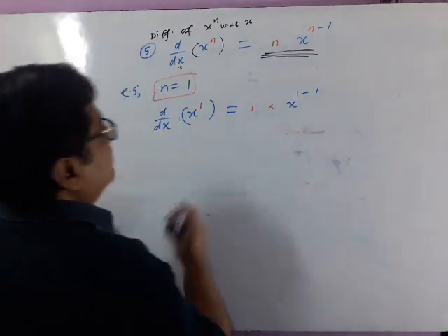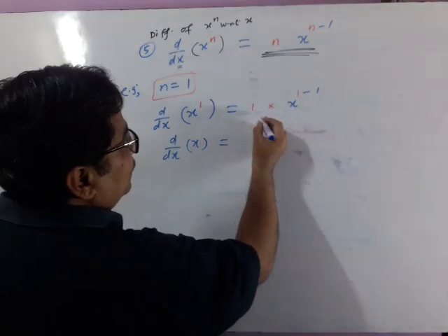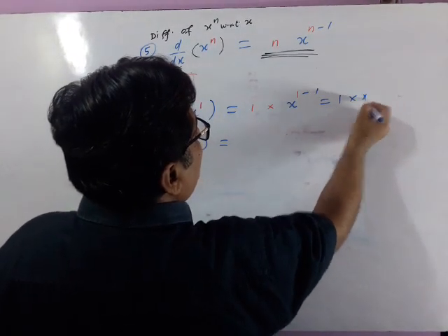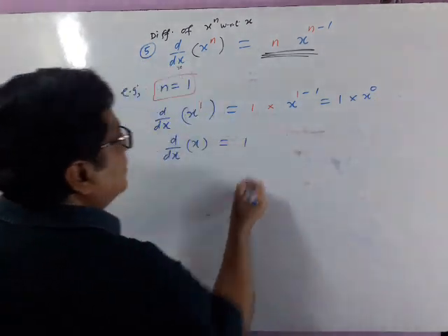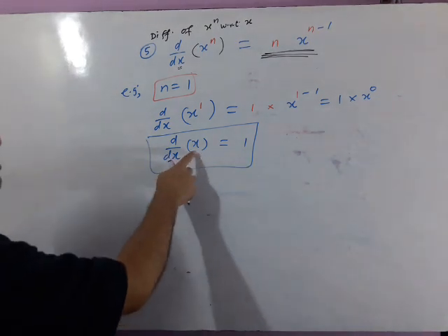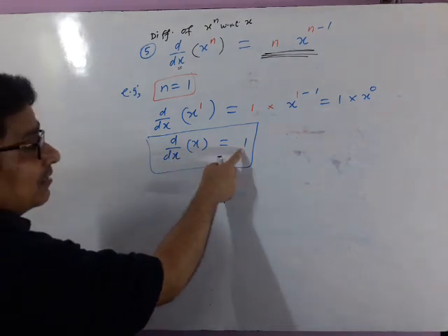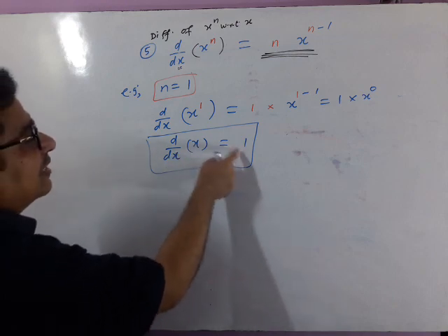So the answer will be differentiation of x: 1 into x raised to the power 1 minus 1, which is x raised to the power 0. You know anything raised to the power 0 is 1. So this is the first basic formula. Differentiation of x is 1. Precisely, differentiation of x with respect to x is 1.